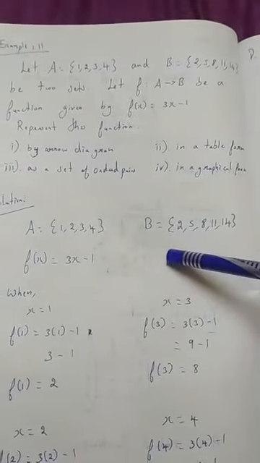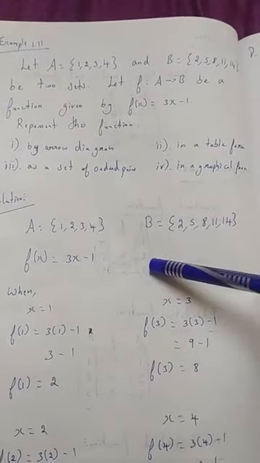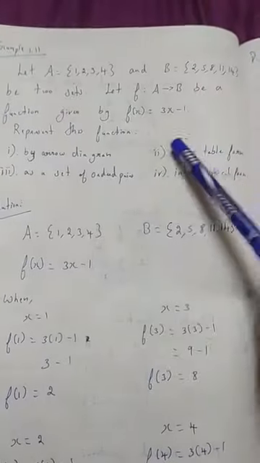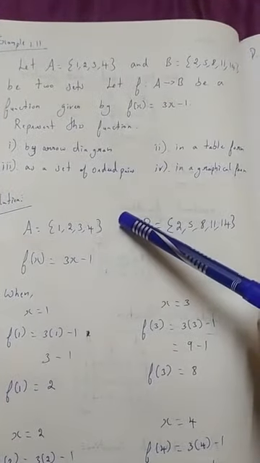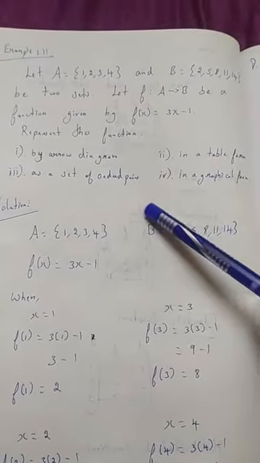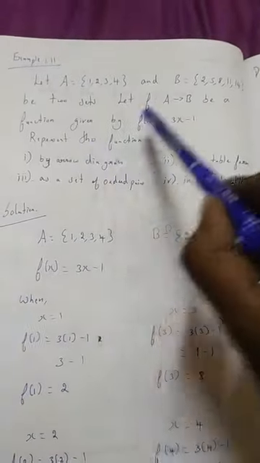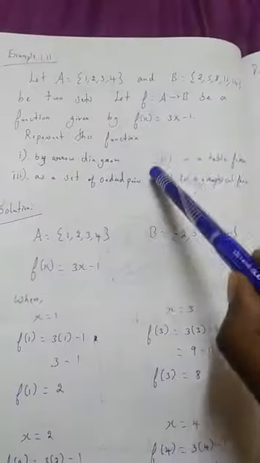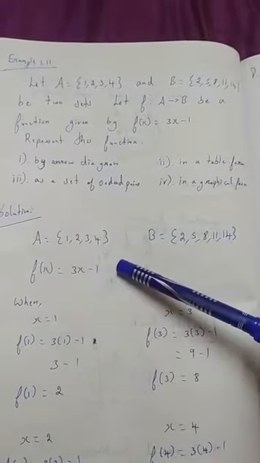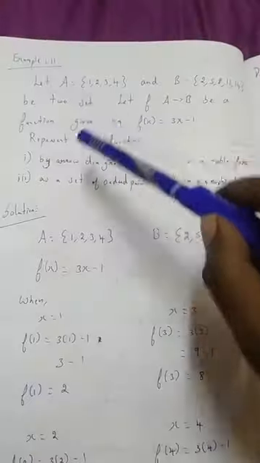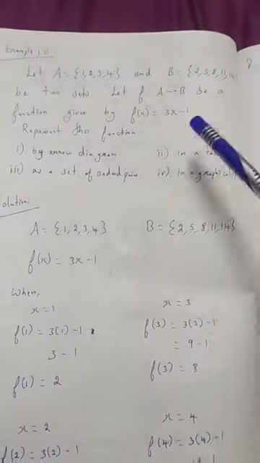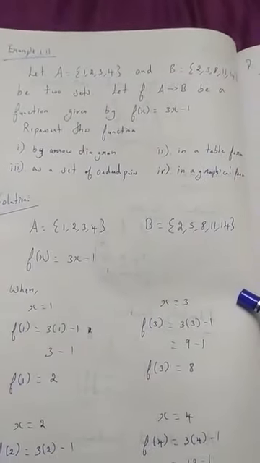In our introduction class, I have explained all these types. These are all representations of a function, right? So this is a very important 5-mark question. Very simple, just listen. We have to represent this function in all 4 formats. So let's write the given data. A = {1, 2, 3, 4}, B = {2, 5, 8, 11, 14} and f(x) = 3x − 1.